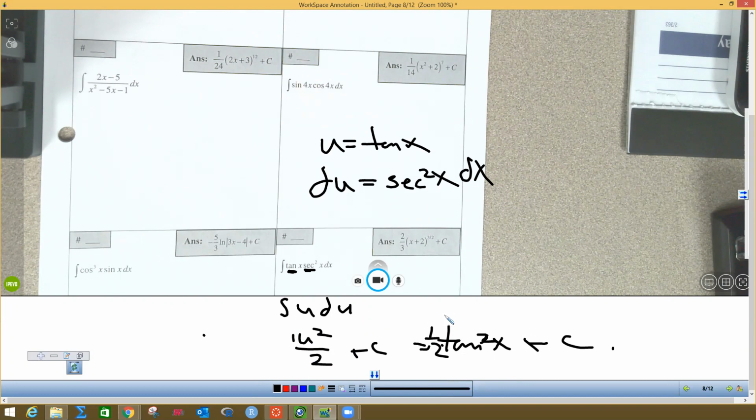Looks different. That's okay. What else we got? Anything else?